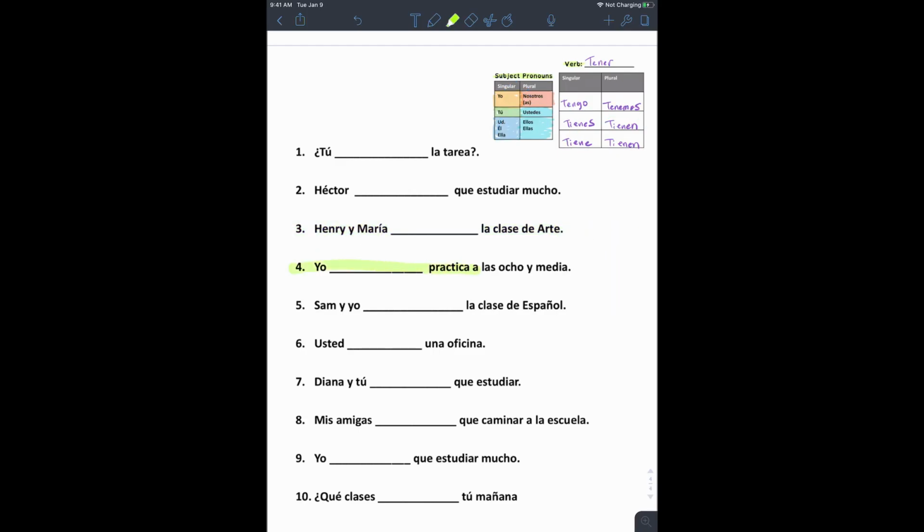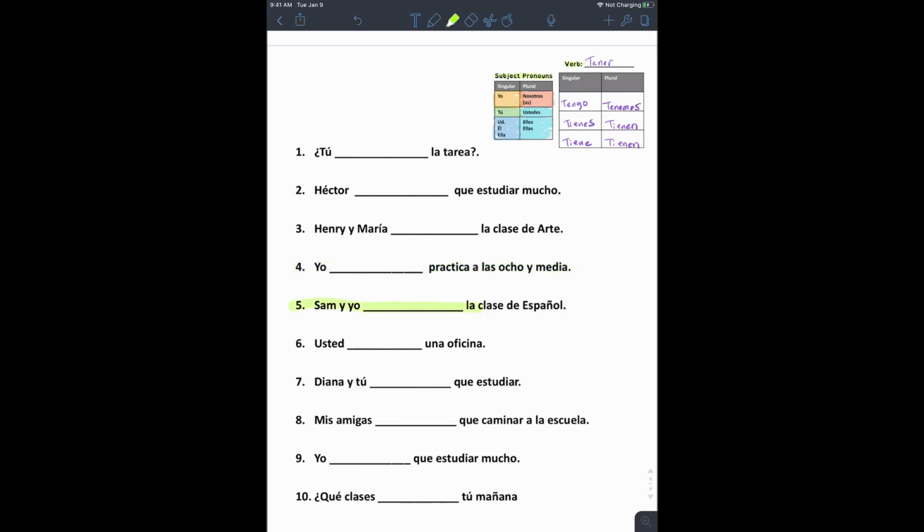Number 4, yo blank practica a las 8:30. I have practice at 8:30. So this is piece of cake here. Yo, right there, tengo. There is no other option because it's only one person, I.